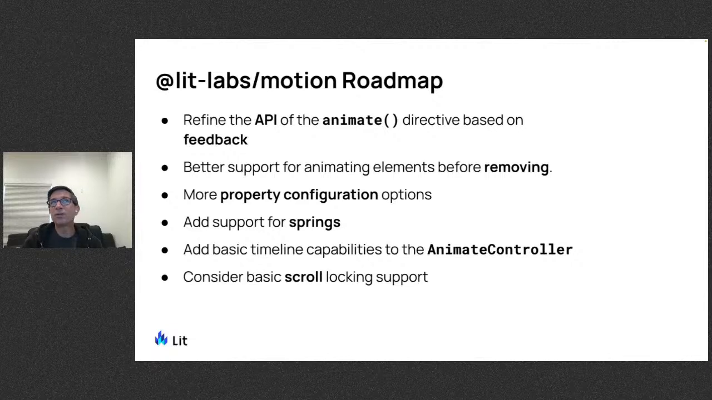Better configuration around how the properties actually animate when you want to use certain properties for flipping and not flipping. Maybe some built-in support for springs, and Justin has a PR for that, which I just have to review. Some timeline capabilities possibly for the animate controller. And there's a concept coming to web animations called scroll timeline, which may take a bit, but it's actually pretty simple to hook up to scrolling. So we may want to put that into the directive or provide an additional tool to do that because there are some cool effects that you can do pretty easily.